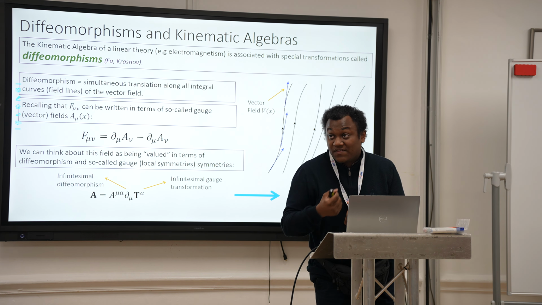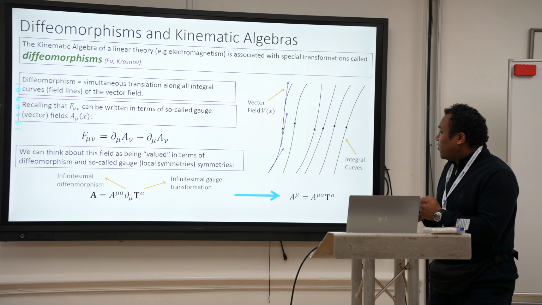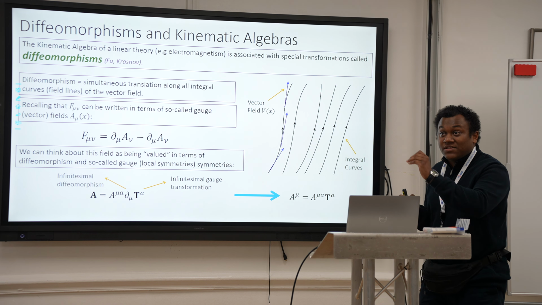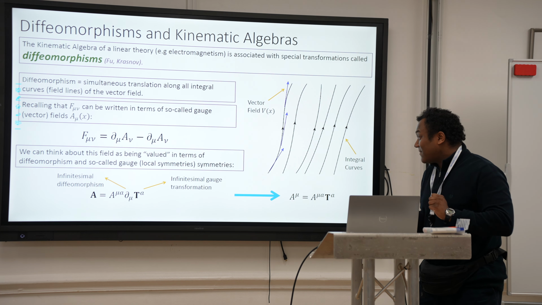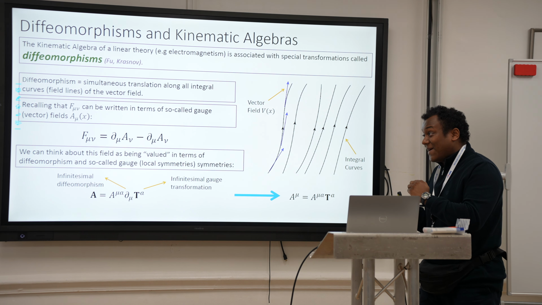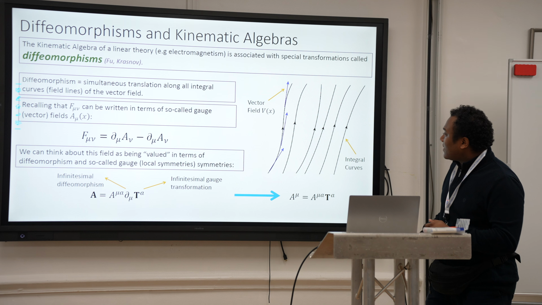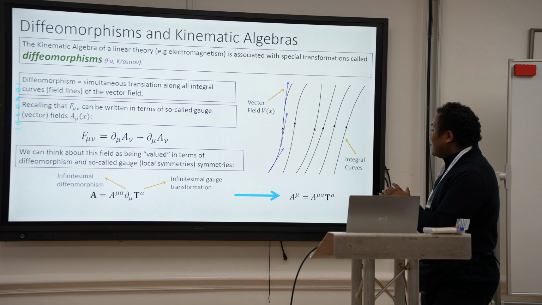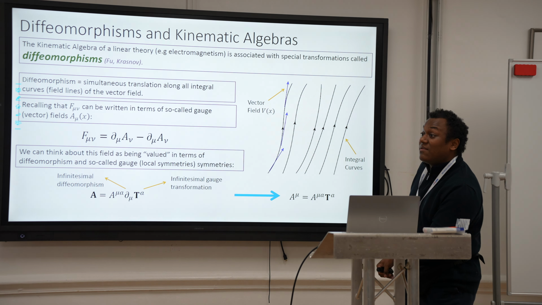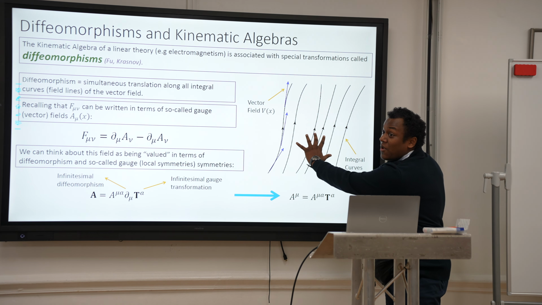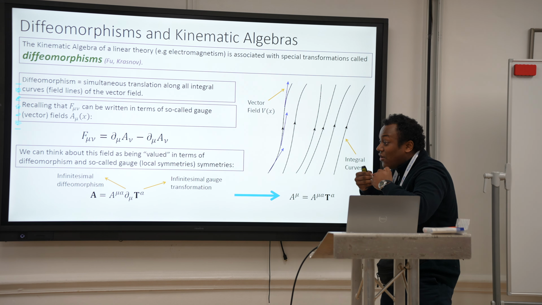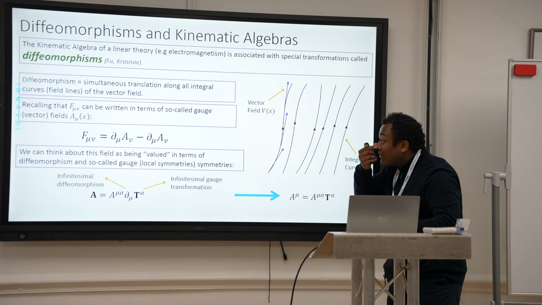So what is a diffeomorphism? If I draw your attention to the right-hand side of the board, if I was to consider a vector field, remembering that a vector field is basically where we associate a vector at every point in space-time, we can define something known as a field line or integral curve. So you think of electromagnetism, you have field lines, this is them. And a diffeomorphism is a simultaneous translation along all of these field lines at the same time. So I put my hand at the bottom of the board and I move it up at the same rate along all these field lines. That's what you call a diffeomorphism.